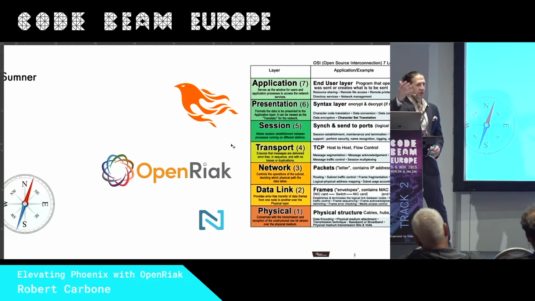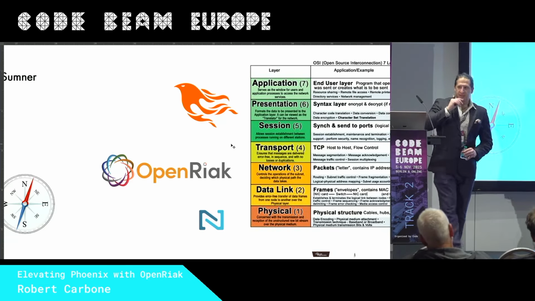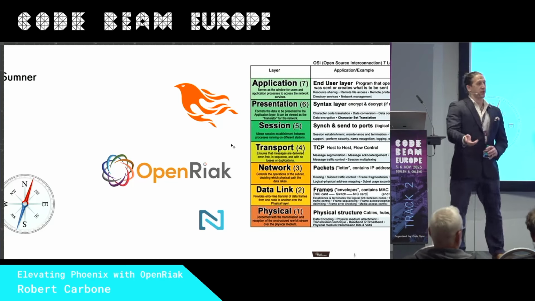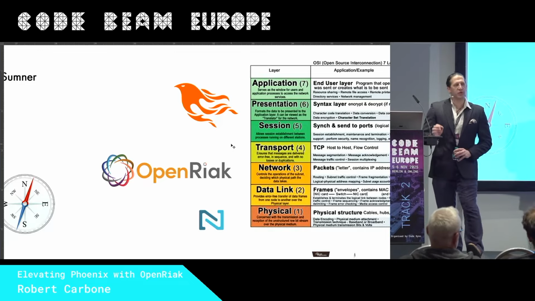Phoenix works up on the application layer on top of Erlang, and you can see we have other projects in the Elixir and Erlang community like Nerves, which are working on the physical layer. One of the brilliant things and why you should learn OpenRiak is that it actually works kind of in between them at the network layer.